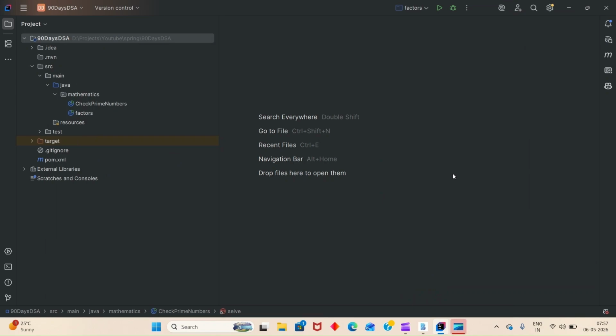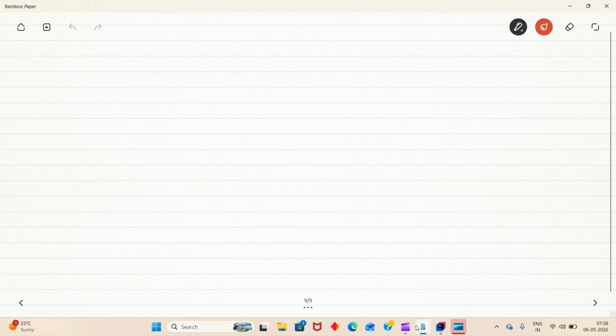Let's understand how to find 2 power n, that is, computing power. Or it's not just about 2 power n, it's about any x and its power of n. So what is computing power? Okay, first let's understand the question.